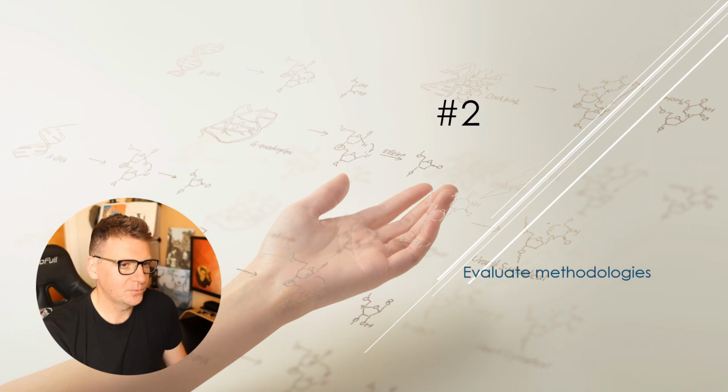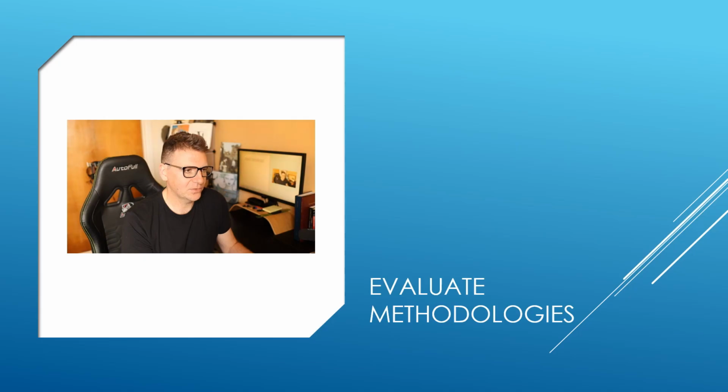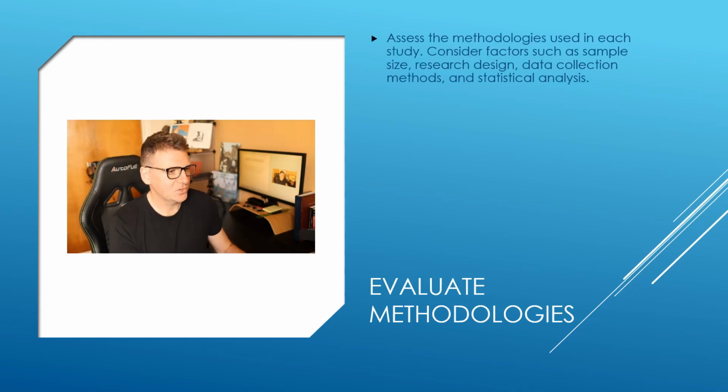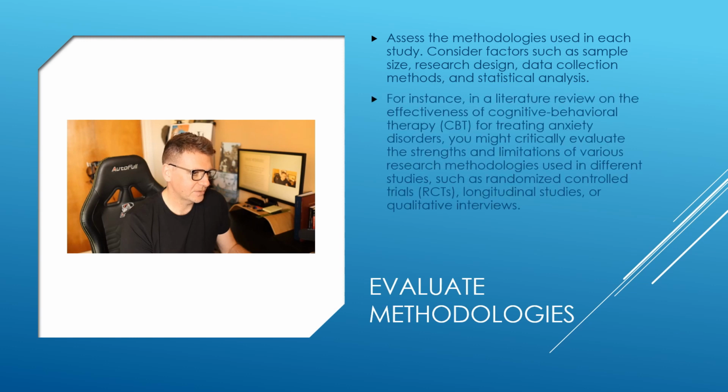So number 2, evaluate the methodologies, okay? Assess the methodologies used in each study. Consider factors such as sample size, research design, data collection methods, and statistical analysis. For instance, in a literature review on the effectiveness of CBT for treating anxiety disorders, you might critically evaluate the strengths and limitations of various research methodologies used in different studies, such as randomized controlled trials, longitudinal studies, or qualitative interviews. Don't be too disheartened by these words, critically evaluate.